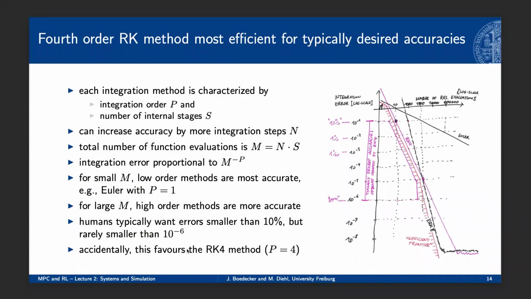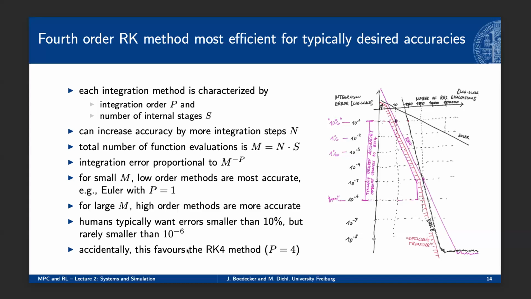So for each integration method, you have something that's called the integration order. I call it P. And you have another thing that's the number of internal stages, S, which is, for example, 4 in the Runge-Kutta method of order 4. For this method, by the way, it's accidentally P equals S, but that's not the case for other Runge-Kutta methods. So now you can always increase the accuracy by just doing more steps. Yeah? And then the total number of function evaluations is, I call it big M, which is the number of steps times the number of internal stages. Yeah? So if I do 2 steps of my Runge-Kutta method, I have 2 times 4, 8 function evaluations.